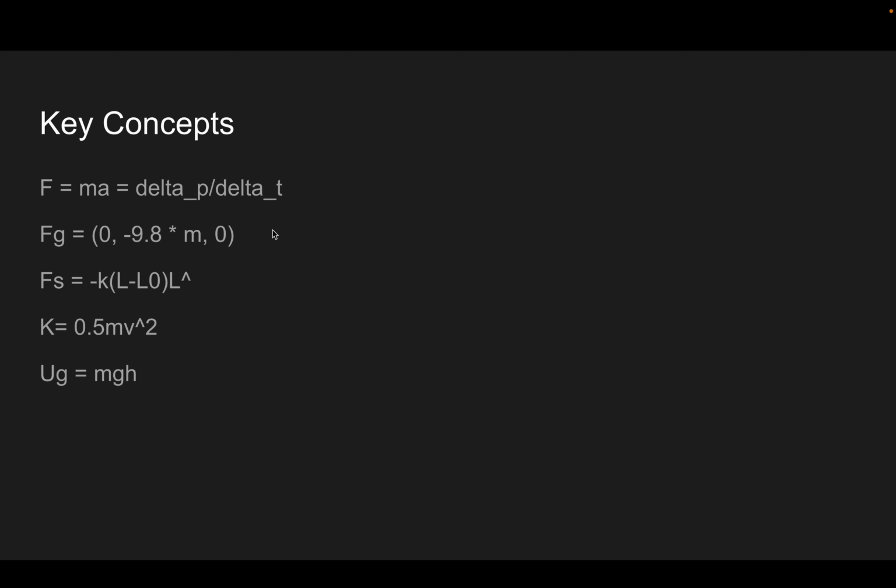So some key concepts and formulas are basically just F equals ma, which equals delta p over delta t. The force of gravity, which is just 0, negative 9.8 times mass, 0. The force of spring, the kinetic energy formula, and the gravitational energy formula.